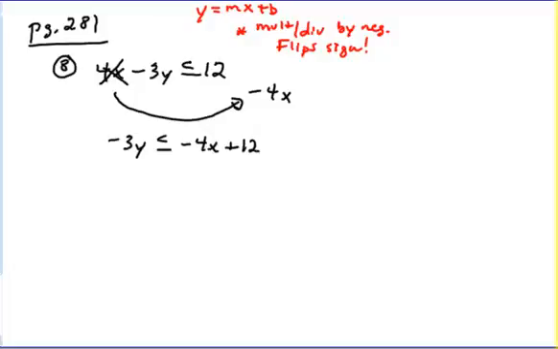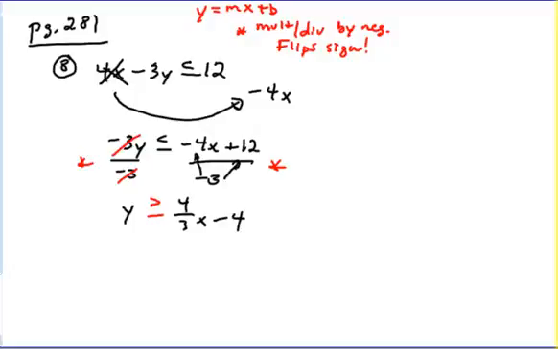I want y by itself. What shall I do? Divide everywhere, right? Hopefully there's a red flag here. I'll put a red star, because we were dividing by a negative. So now you have y greater than or equal to, because we divided by a negative, right, guys? It goes into both pieces. We're going to have 4/3 x. What's 12 divided by 3? Okay, minus 4. Let's graph this thing.